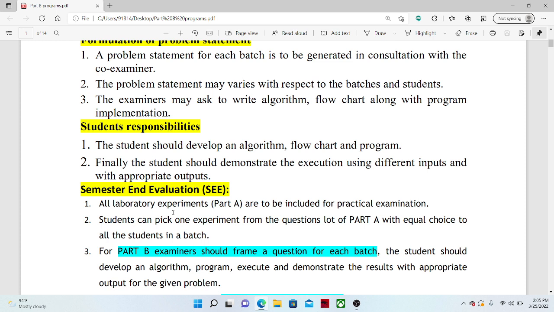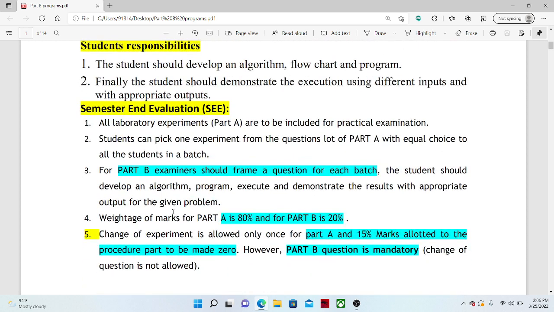Now, how will the evaluation be done for the laboratory programs? All the laboratory experiments of part A are included for the practical examination. The student can pick one experiment from the question lot of part A, with equal choice given to all the students in a batch. The part B programs are set by the examiners for each batch.